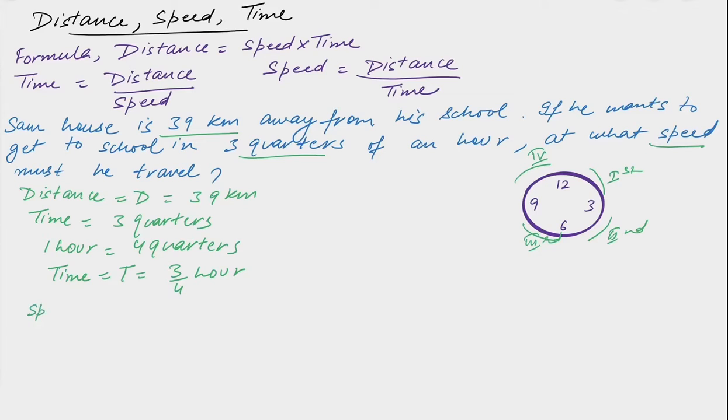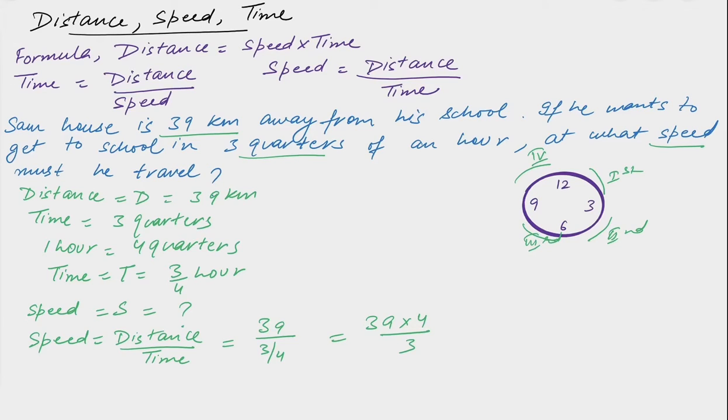So speed, which we need to find in this one, which has been asked for, is taken as S, and is equal to, we have done the formula at the top, distance divided by time. So distance, as it's given, 39 divided by 3/4. Now 3/4 can be written as 4/3, and it gets multiplied at the top. 3 ones are 3, 3 threes are 9. So 13 times 4 will give us 52 kilometers per hour. So that's the answer.